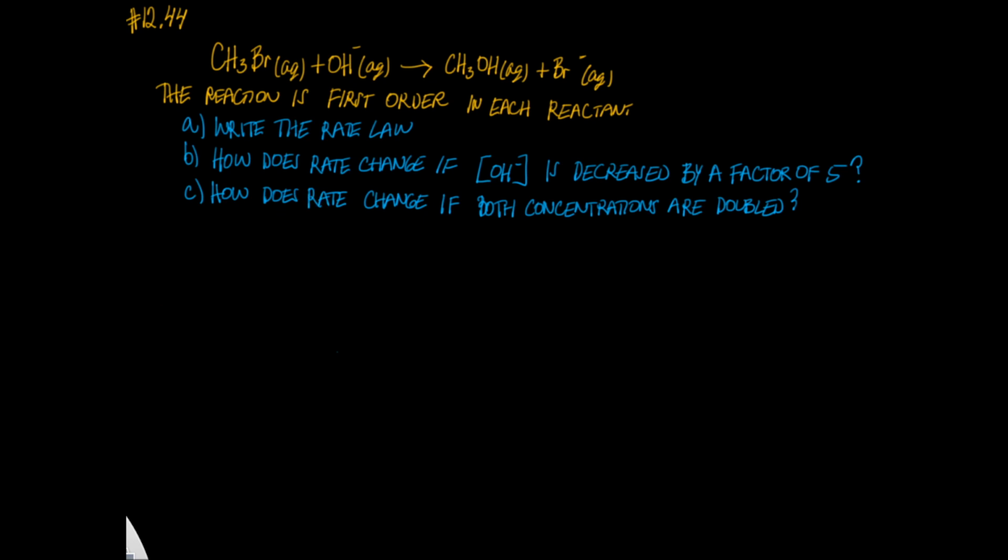So in order to write the rate law, we have to have information about the order of reaction with respect to the different items. And in this problem, it says that the reaction is first order with respect to each reactant. So the rate is going to be equal to a rate constant times the concentration of CH3Br raised to the first power, because it's first order, times the concentration of hydroxide raised to the first power. That's the same thing as leaving these powers off, because anything raised to the first power is just itself.